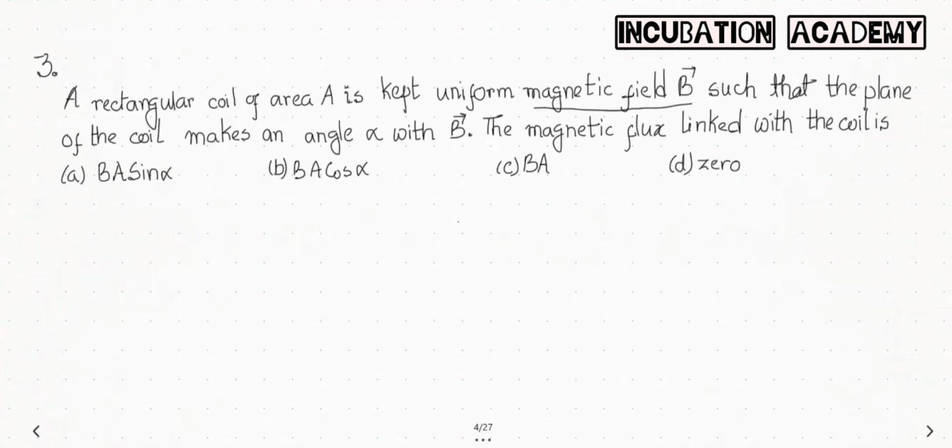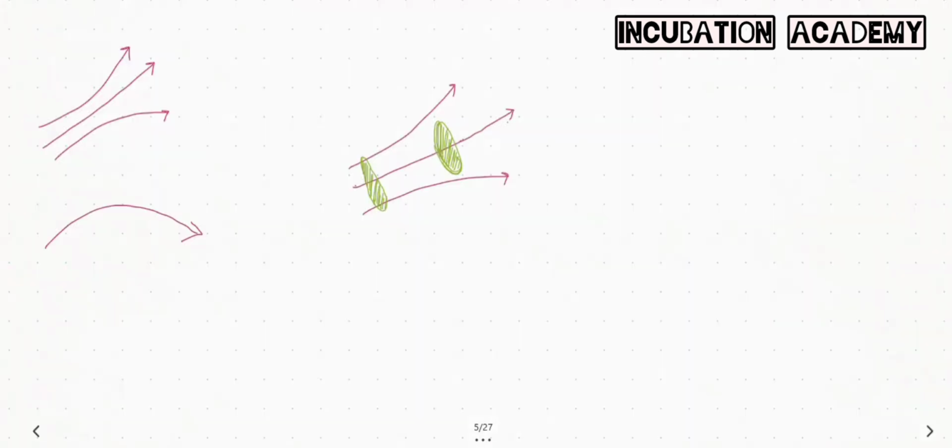A rectangular coil of area A is kept in this uniform magnetic field. So what is the necessity of this rectangular coil here? Magnetic field is invisible. You can't see it. But if you place a completely isolated north pole within the magnetic field, the path in which it moves basically shows the magnetic field lines. So the magnetic field lines are nothing but the pictorial representation of the magnetic field.